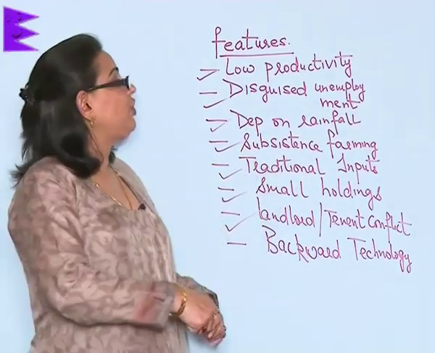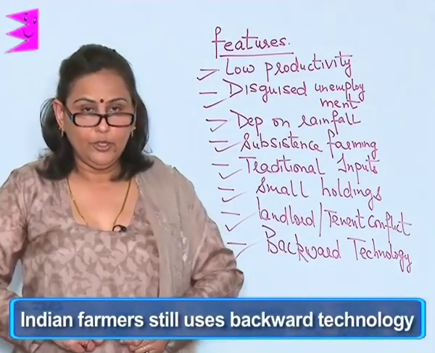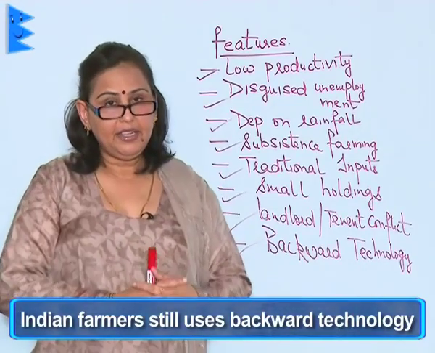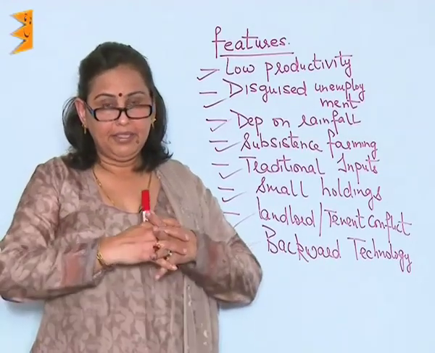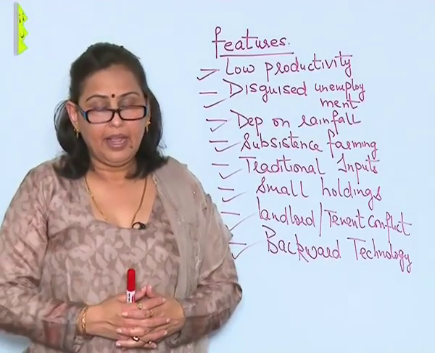The last feature of Indian agriculture is that the Indian farmer still uses backward technology. The tractors and the threshers are nowhere in sight, but the Indian farmer relies more on cattle power and manpower.